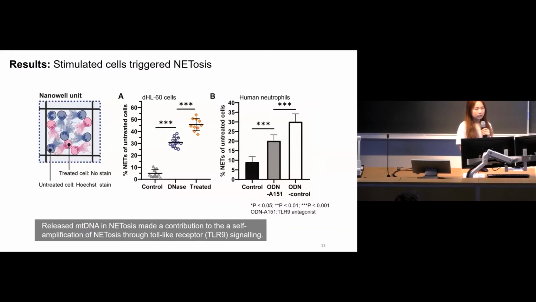So it suggests that the stimulated cells did release mitochondrial DNA, and this mitochondrial DNA made a contribution to this self-induced NETosis through the toll-like receptor 9 signaling pathway.